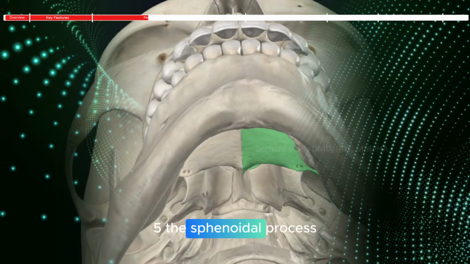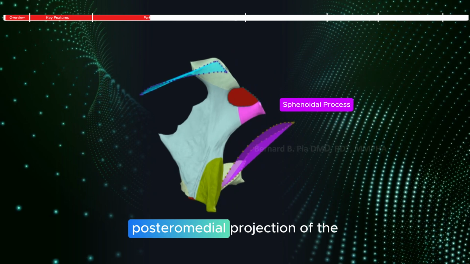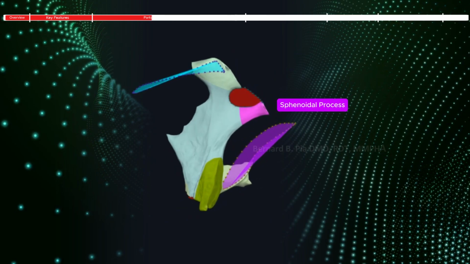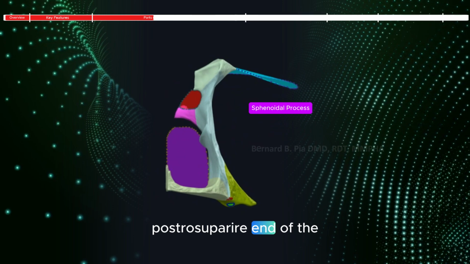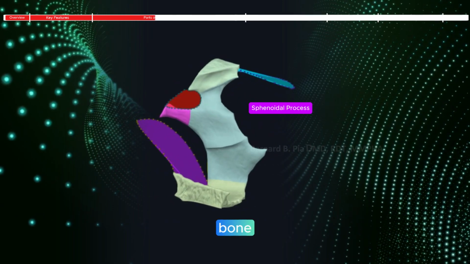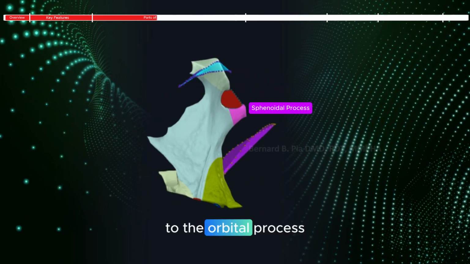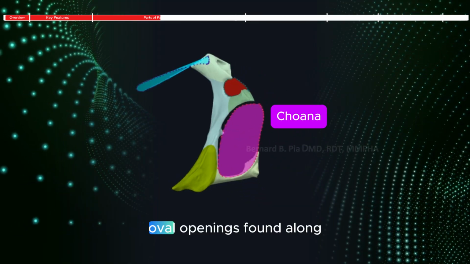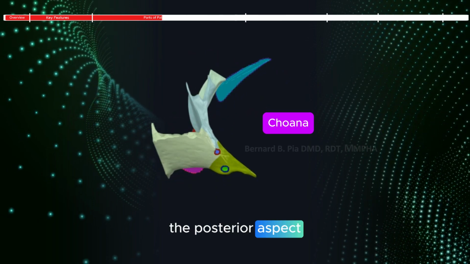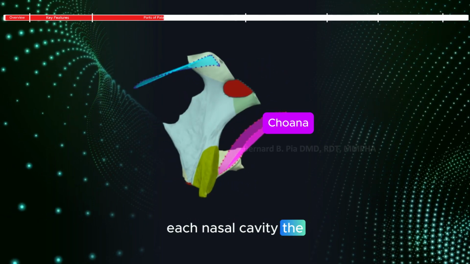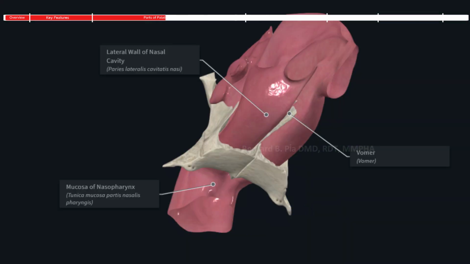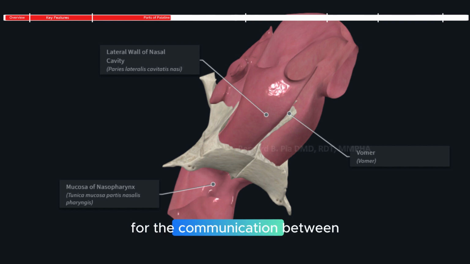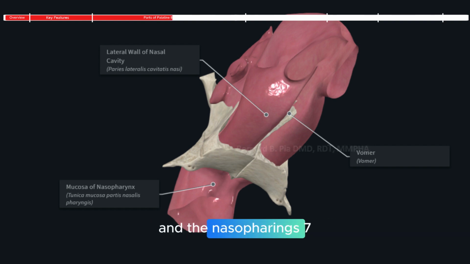5. The sphenoidal process is the thin posteromedial projection of the palatine bone. It extends from the posterosuperior end of the perpendicular plate of the palatine bone and is located posterior to the orbital process. 6. The choanae are a pair of large, oval openings found along the posterior aspect of each nasal cavity. The margin of each choana is formed. The right and left choanae are separated from each other by the posterior border of the vomer. They allow for the communication between the nasal cavities and the nasopharynx.